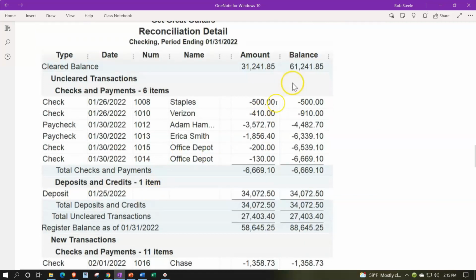So now I can verify that these are legitimate outstanding checks and deposits by seeing if they cleared the bank in the following period or some period after January in this case. And if they did, great. That doesn't mean they're not outstanding anymore as of January 31st. It means that they are outstanding as of the cutoff. Those are the timing differences between our books and the bank.